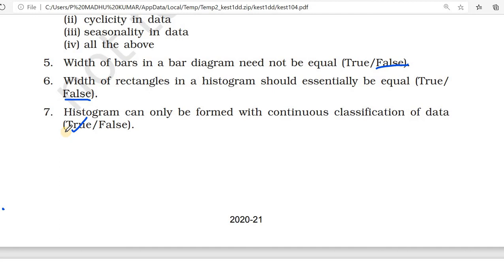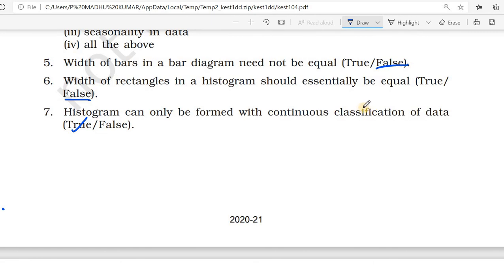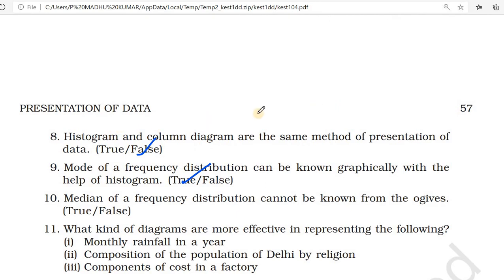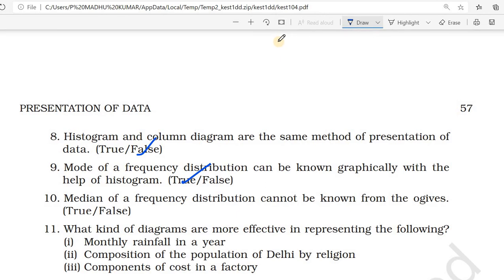Then histogram can only be formed with continuous classification of data. It is true, okay. In continuous classification of data only we can make a histogram. Next one, histogram and column diagram are the same method of representation of data. It is false, okay. We know in histogram we are using one method, and in column diagram we are using another method. Mode of frequency distribution can be known graphically with the help of a histogram. That one we know, from histogram we can find out mode.